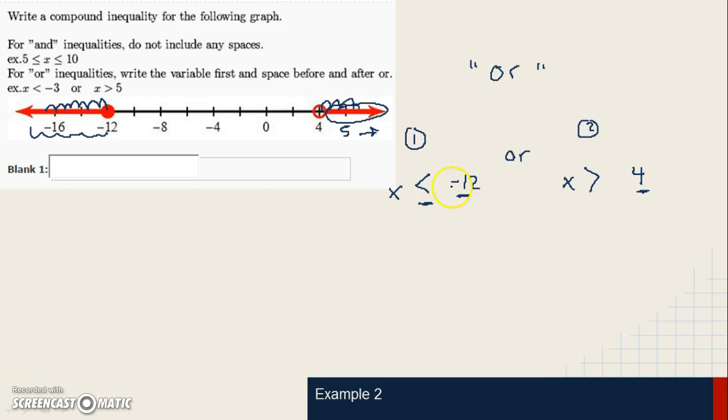And now I'm going to type this in exactly as it appears in front of me. X is less than or equal to negative 12, and I'm going to space, type "or," space, and then I'm going to type the second inequality. X is greater than, sorry, that's a capital X. X is greater than 4.